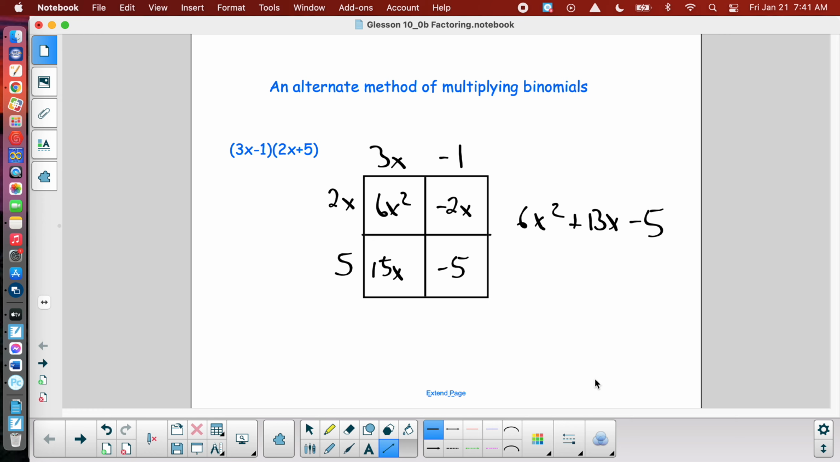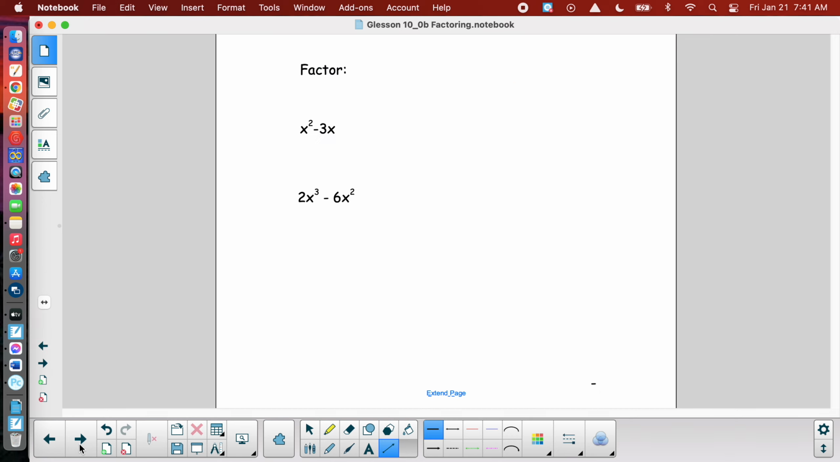As I was saying, this alternate method of multiplying will be useful for us when we get to factoring. One thing we want to do whenever we're factoring is the first thing we always want to look for in a polynomial is greatest common factor. So basically a distributive property backwards.